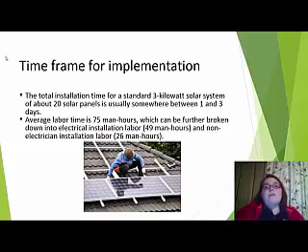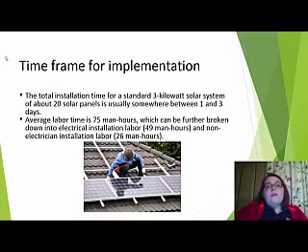The complexity of the solar system can lengthen the installation process. A solar system with a battery backup is more complex and will add a couple of hours to labor. Compared to other sources of energy, however, this is a very quick time frame in order to install an alternative form of energy.